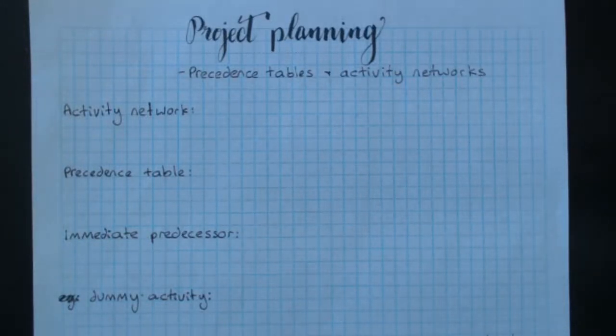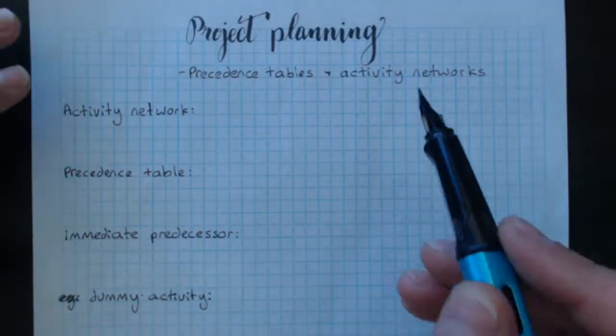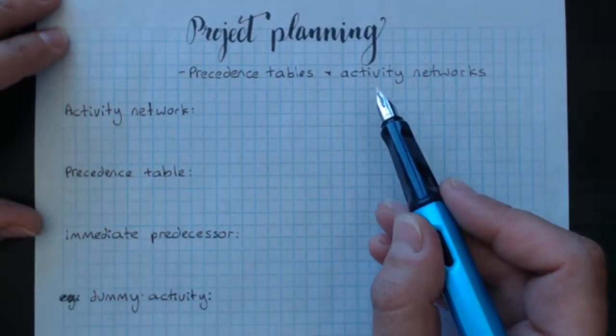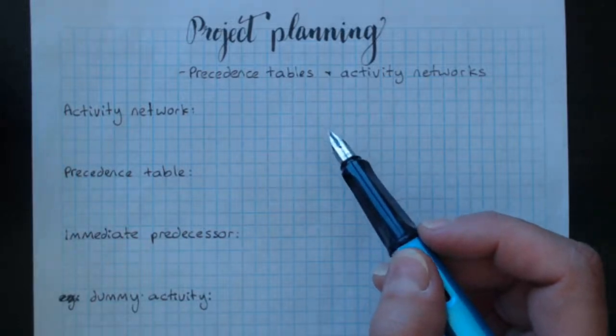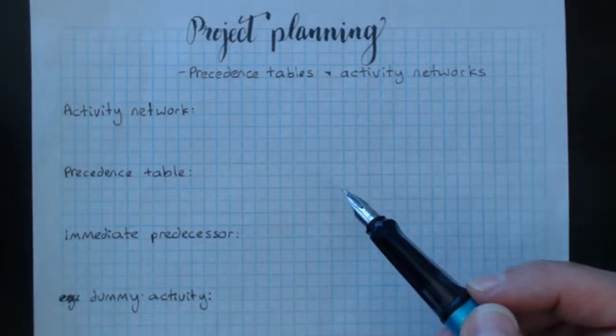Project planning, precedence tables, and activity networks. So when we are completing a project, we've often got a lot of activities that need to be done, and there's some that can't be performed until other activities are complete.